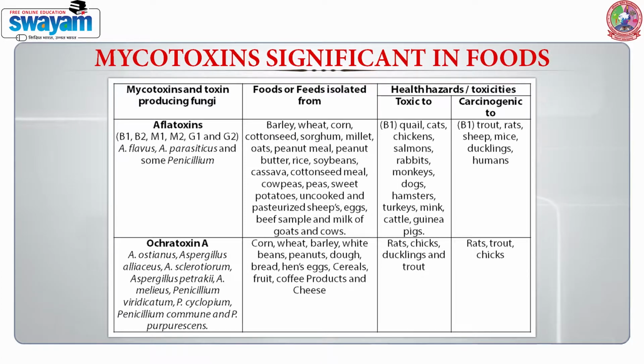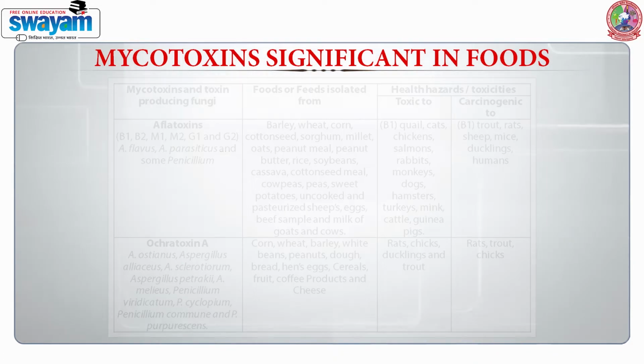Ochratoxin A is another mycotoxin which is produced by a diverse group of fungi like Aspergillus, Penicillium species, etc. And the substrates on which it is found also include cereals, millets, legumes, eggs, fruits, coffee, cheese, etc. And it has been found to be toxic to rat, chicks, duckling and trout.